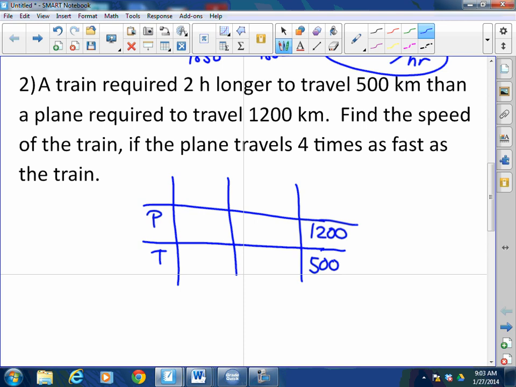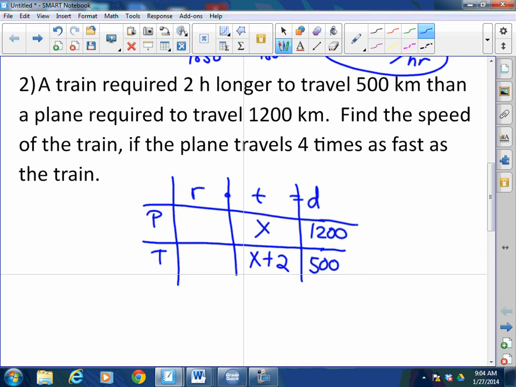Who do we know nothing about? How about that? Yeah, I know we have to set it up, but as far as the time goes, what do we know nothing about? The plane. We know that the train required 2 hours longer than the plane. So the plane would be called X. Okay, well, let's do my rate times time equals distance. So the time of the plane was X. Now, if the train took 2 hours longer, what? Thank you very much. It'd be the plane's time plus 2 more hours.